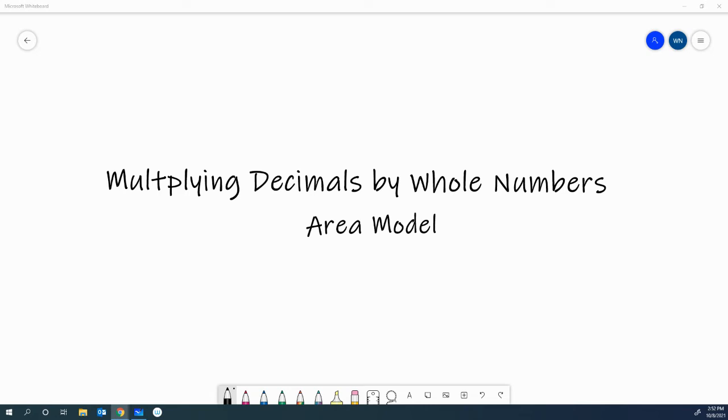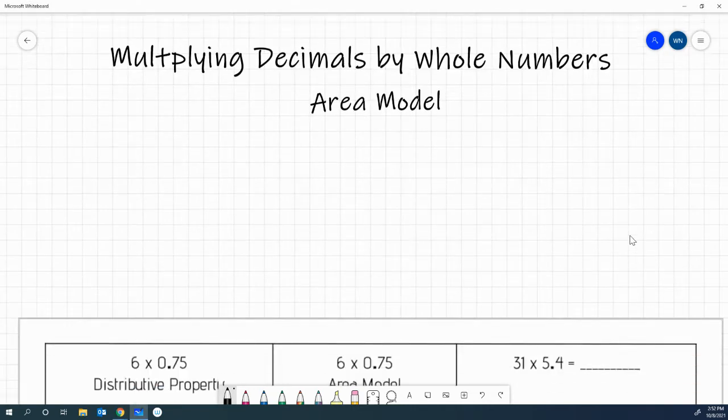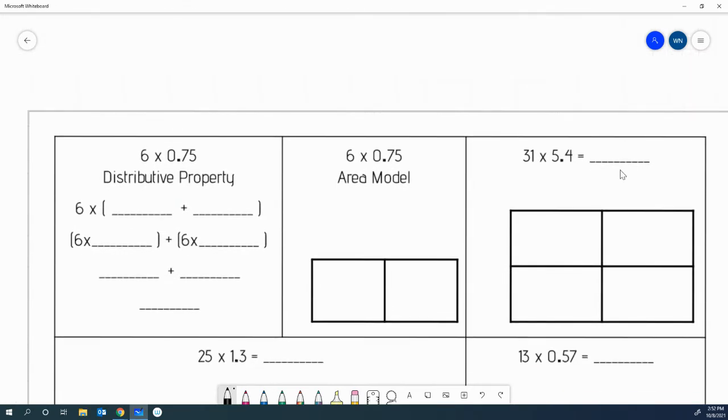In this video, we're going to be multiplying decimals by whole numbers using the area model and a little bit of distributive property as well. Let's go ahead and dive into it. For this first problem, we are going to be using the distributive property with our area model.